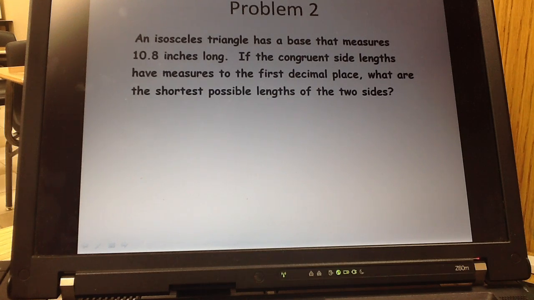Okay, question number 2 says, an isosceles triangle has a base that measures 10.8 inches long. If the congruent side lengths have measures to the first decimal place, what are the shortest possible lengths? Okay, so here's my isosceles triangle. The base is 10.8, just kind of like visualizing. And if it's isosceles, that means this is x and this is x.